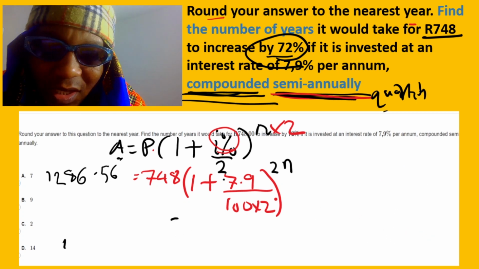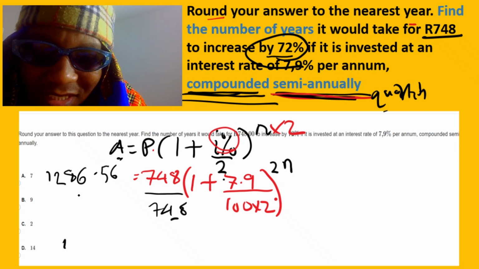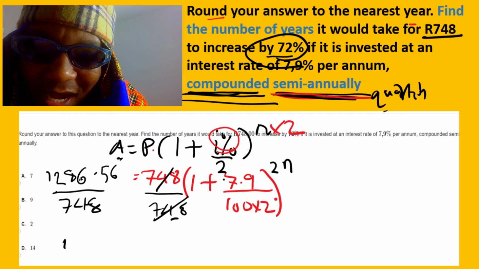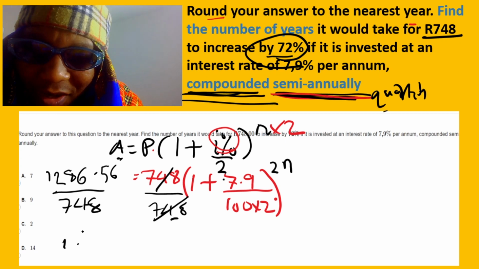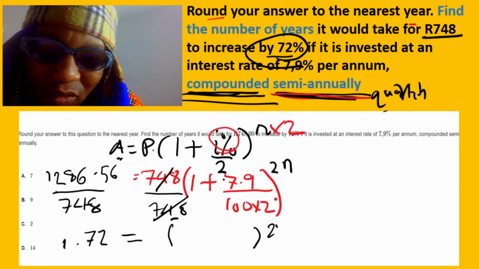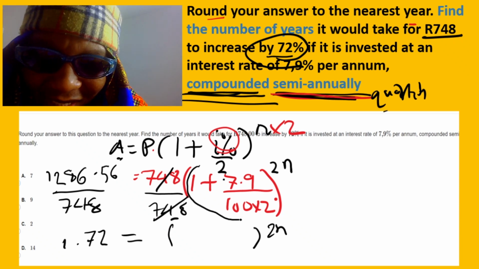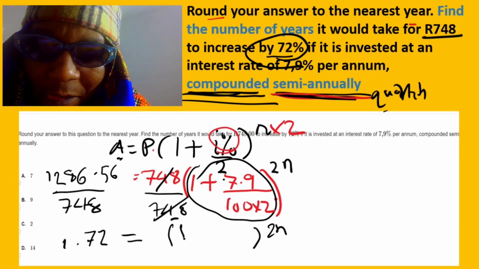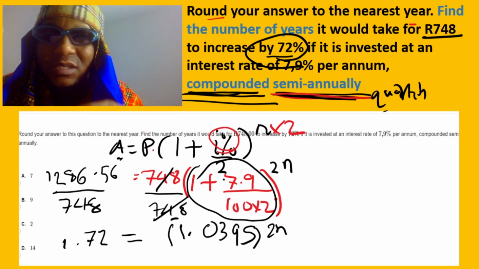First and foremost, I have to divide here by 748, and this by 748, so this and this are going to cancel. Now take all of this and divide. If you plug it in a calculator, that's going to give you 1.72 equals, because you divide, 1.0395 power 2n.